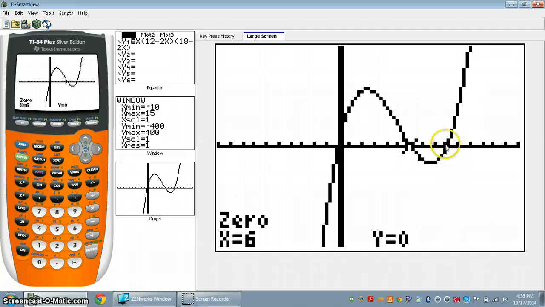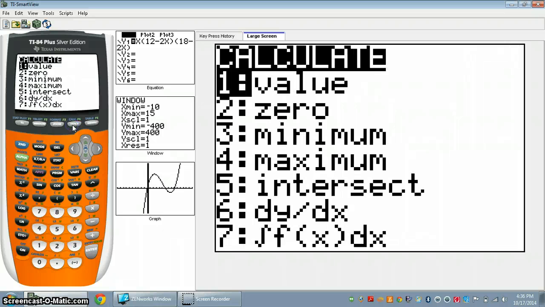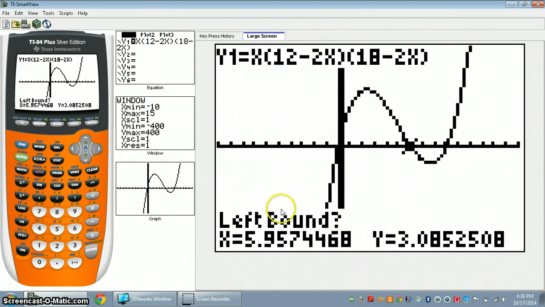Our third x-intercept is over here, and we just repeat the process. So we do second trace, we go down to 0. It will ask us the same 3 questions. Is your cursor to the left of this point? And you push enter to say yes.